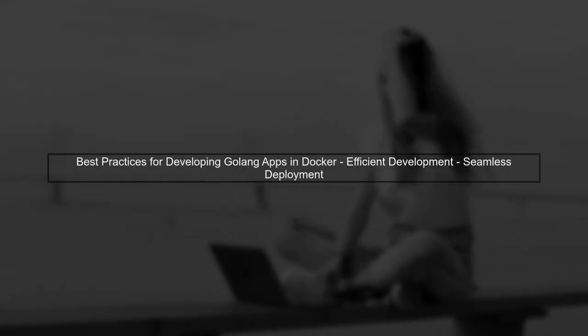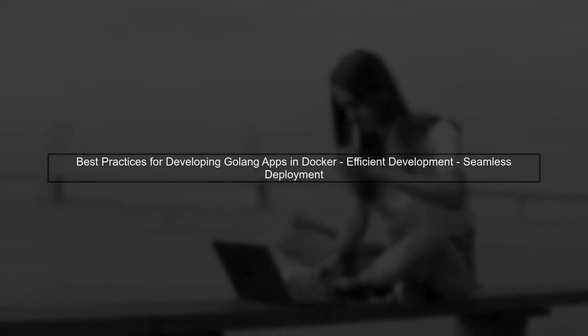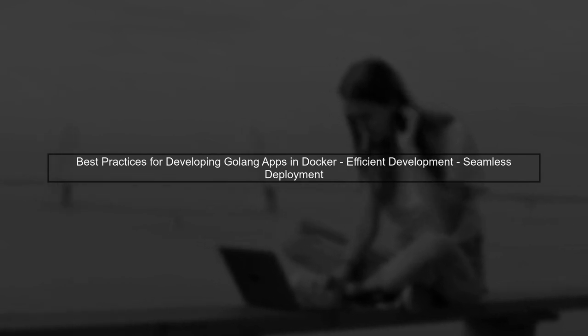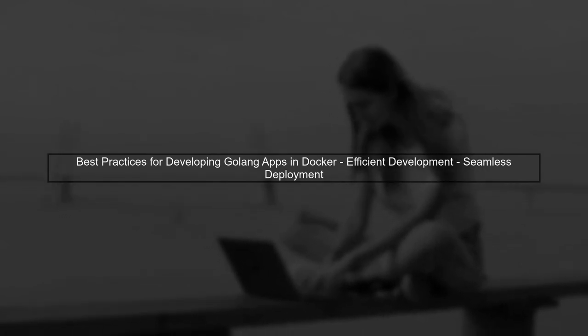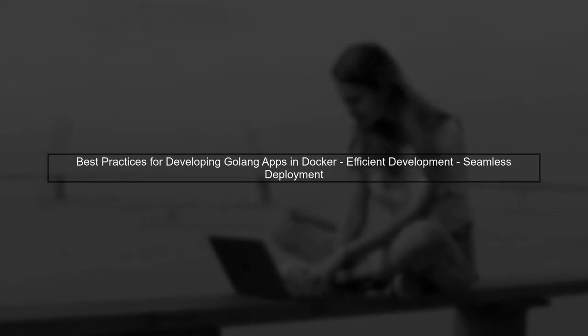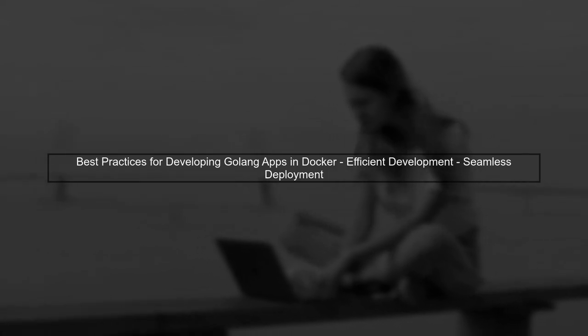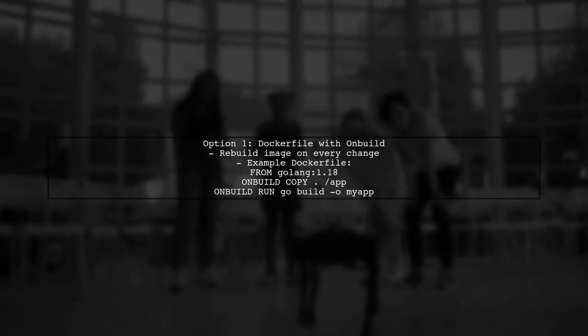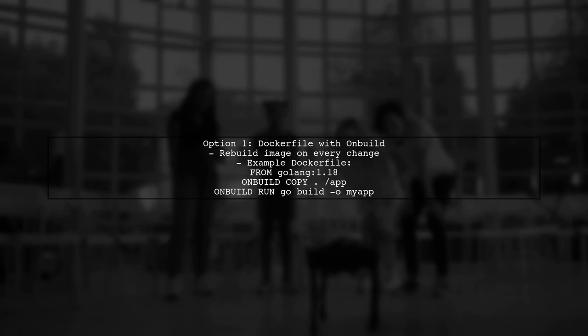To develop a Golang application that runs efficiently in a Docker container, we need to consider the best practices for both development and deployment. One common approach is to use a Dockerfile with an ONBUILD trigger. This means that every time you make a change, you will need to rebuild the Docker image.